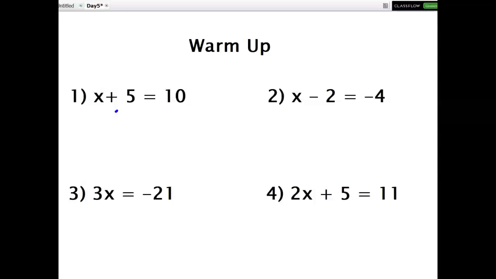We are solving equations today. So we're going to start with the warm-up, and the first thing we do is a simple one-step equation, but it gets us thinking about solving an equation. Now with an equation, our whole goal is to isolate the variable.